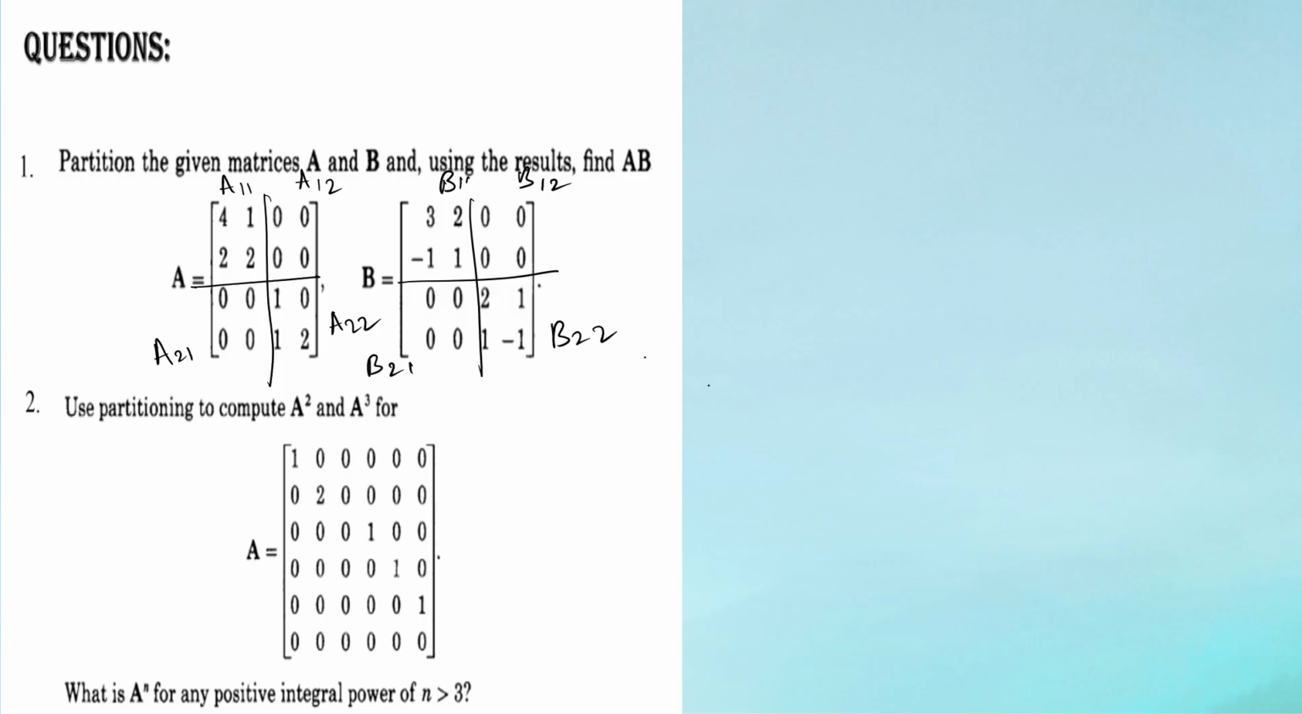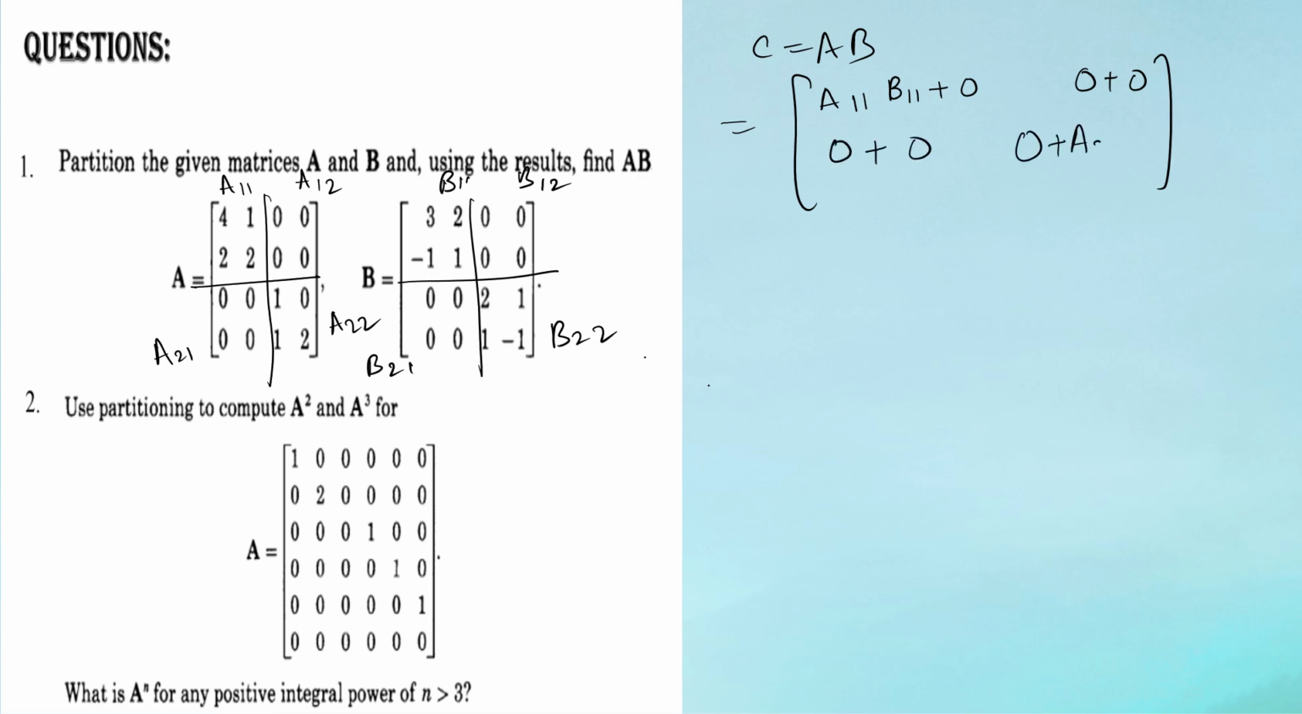Here you need to note, if you calculate C is equal to AB, this will be A11 B11 plus 0. This will be 0 plus 0. Then this will also be 0 plus 0, 0 plus A22 B22. That's all. Then the question is done. So the final answer will be this. You can check your answers after solving.